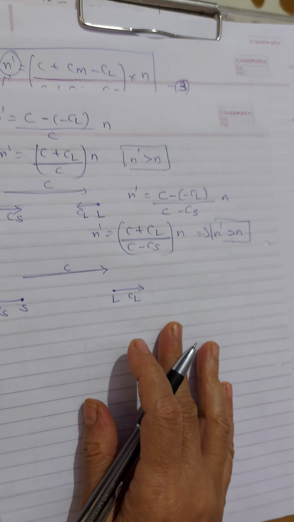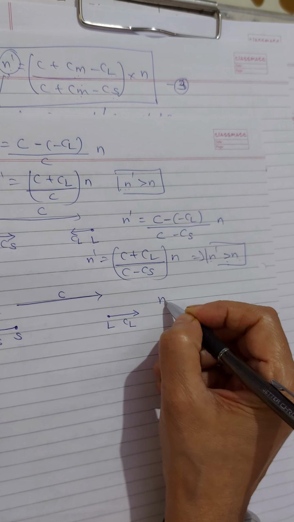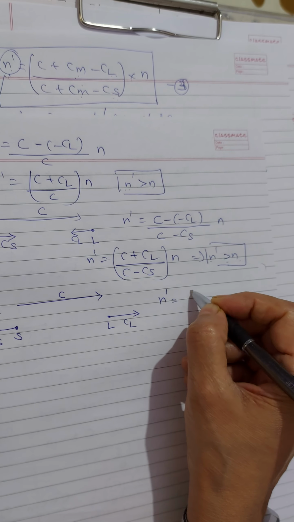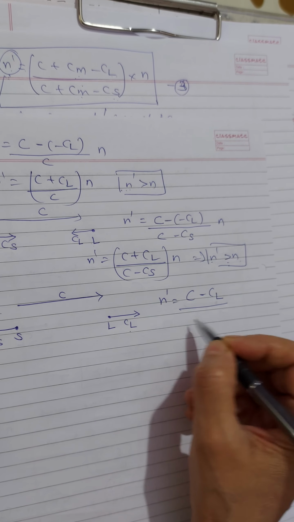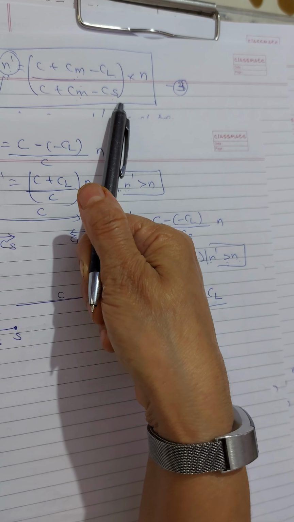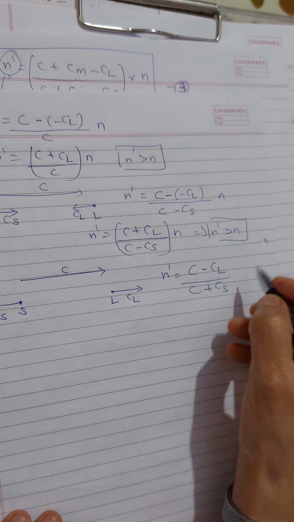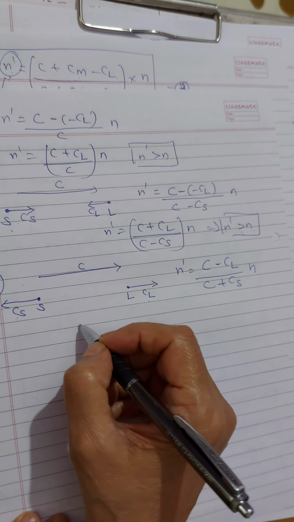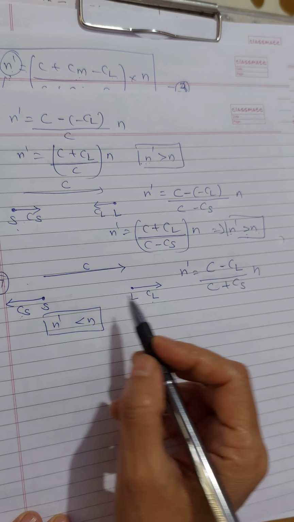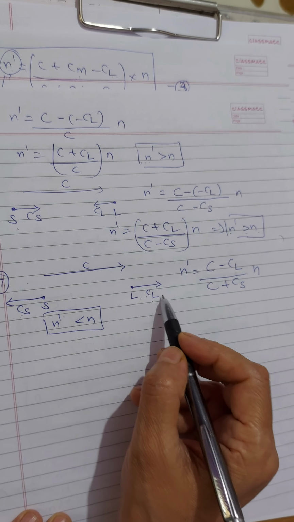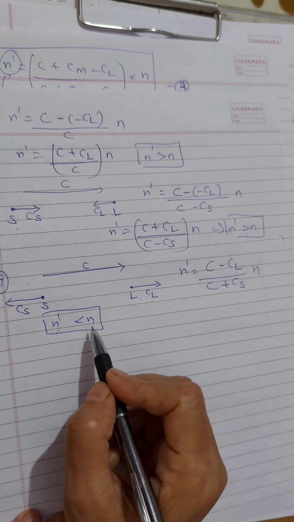So in this case, what should happen with this equation? The sign for CS will change. So I'll say expression number 3 becomes N dash is equal to C minus CL as it is, because this direction I have not changed, divided by C minus of minus CS, which will become C plus CS, because the arrow is towards this side, into N. Okay, so in this case I can say N dash is less than N, which means when the source and listener move away from each other, the apparent frequency of the sound heard by the listener is decreased.